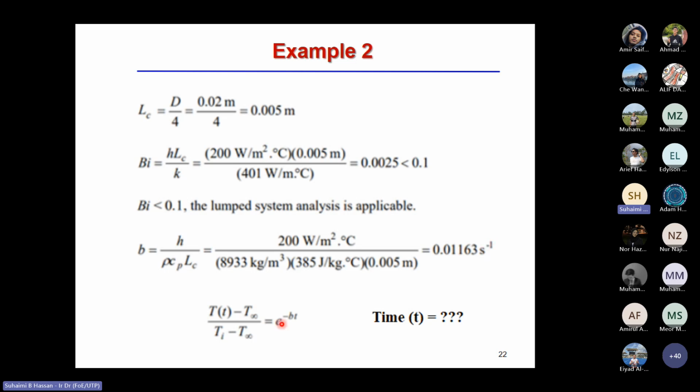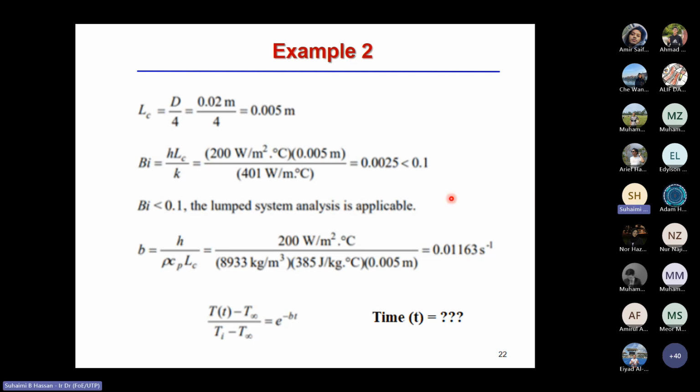All right, this is a bit hard. TT minus T ambient over Ti minus T ambient, you got exponential negative BT. The question is, what is time? Again, time should be in second, and then you convert into minute. You can convert also into hour, depending on the number. If the number is big, you convert to hour. If small number, you can maintain in second, or you can convert to minutes. Okay, I leave it to you.